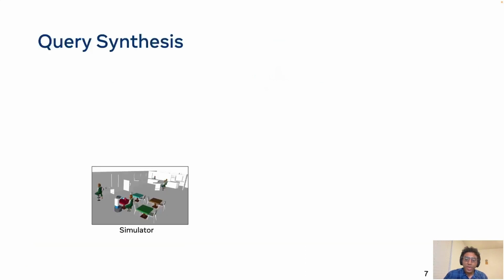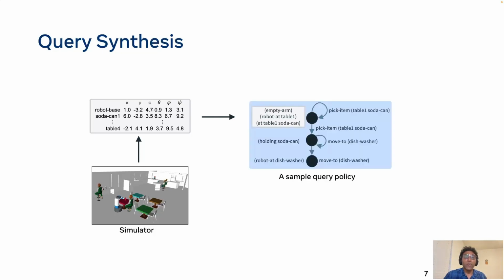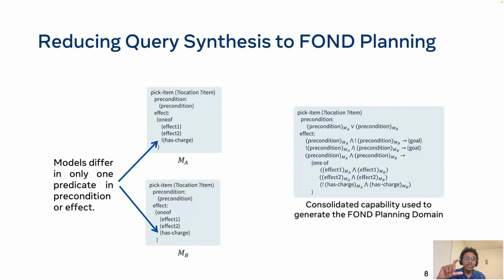So what we do is that we get an initial state from a simulator. Basically it is in a low level form, and then we convert it to a high level state representable using the user's vocabulary. And starting from this state, we generate a policy as a query. Now to generate this policy, we take the two models that differ only in one predicate in precondition or effect. So here MA and MB differ in how hash charge appears in their effect.